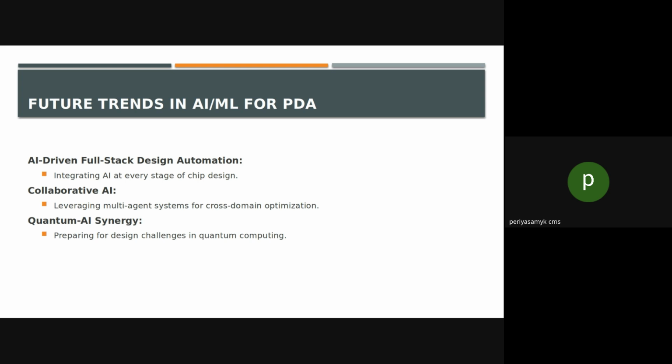As design problems become increasingly complex, the future of AI in chip design involves collaborative AI, where multiple AI agents work together across different domains. Each agent is optimized for a specific task. This collaborative approach enables cross-domain optimization, where the design process can balance competing objectives more efficiently. Collaborating AI systems could adaptively adjust their strategies based on the evolving needs of the design, leading to more efficient and balanced chip layouts.